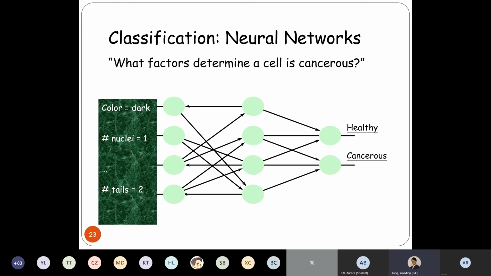And then we also have another approach called neural network. I'm sure most of you have heard about neural networks from AI, because nowadays most AI approaches make use of neural networks as the method for decision making. So by using a neural network, we can also find out whether the nucleus is healthy or a cancer cell.